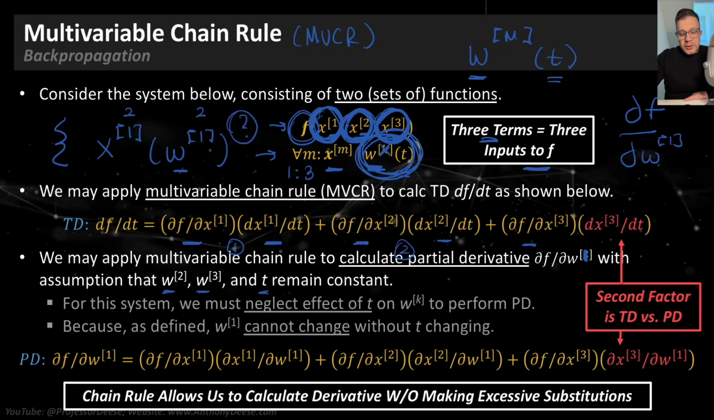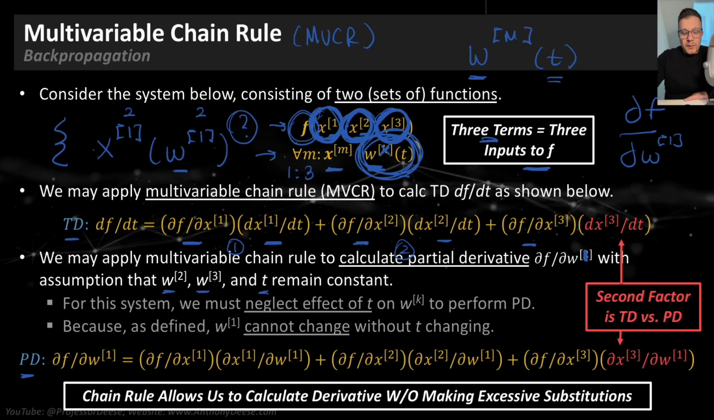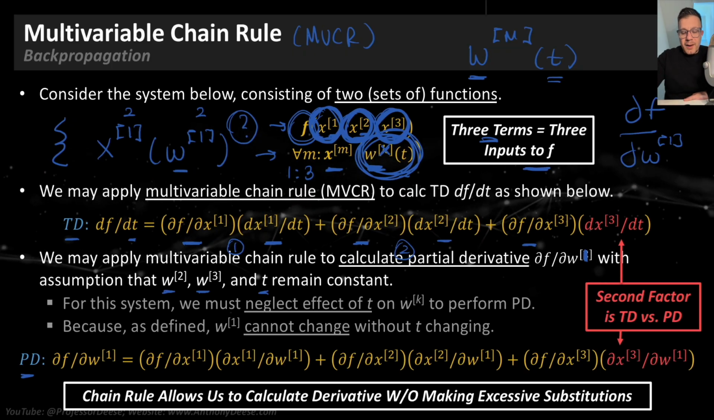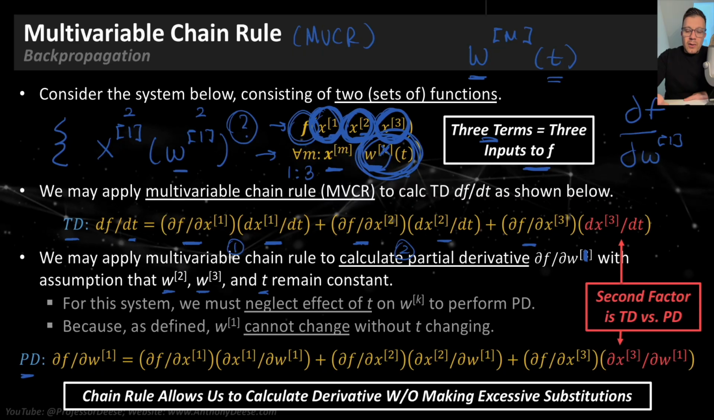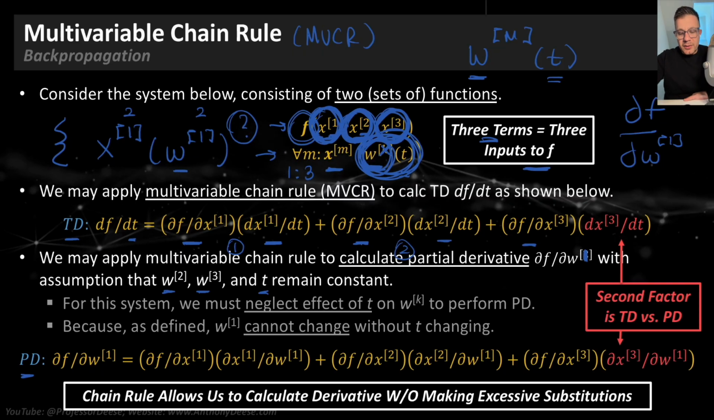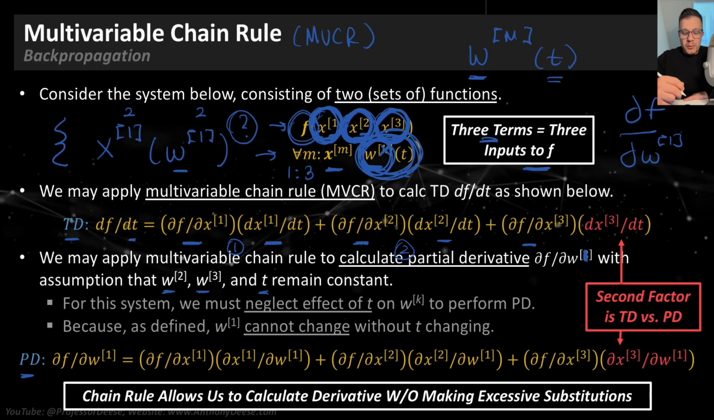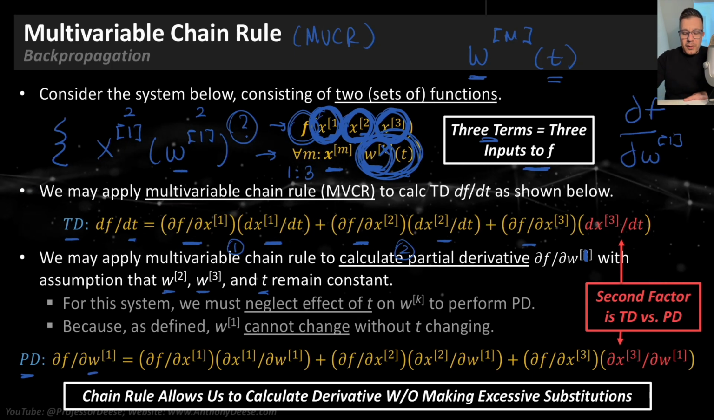Now, here we illustrate one of the main differences between the partial derivative and the total derivative. The total derivative is performed with respect to t, this fundamental input variable that has an effect on all the intermediate w arguments as well as the intermediate x arguments or inputs. The partial derivative does not do that, right? We are performing that derivative with respect to a single variable, assuming that all others are constant.